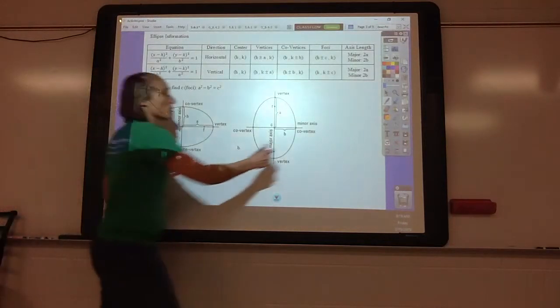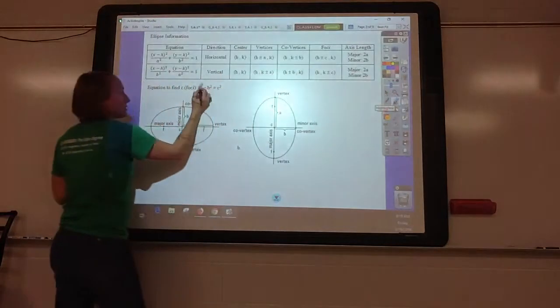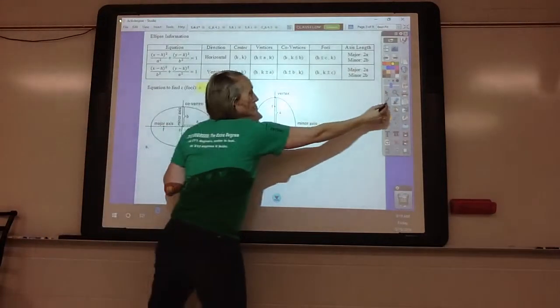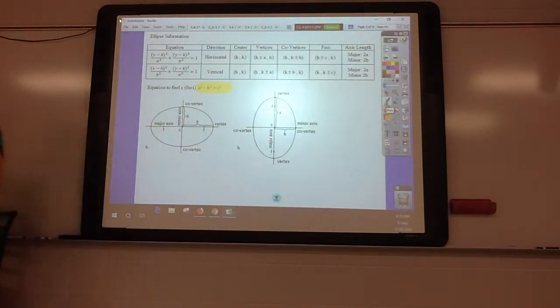The last thing to note here, and if you didn't highlight this section or you want to highlight this little piece here, it's this right here. If I give you the vertices and the co-vertices, you can find the foci, but you need that equation. Okay? It comes from a squared minus b squared equals c squared. We could go into that. I'm not going to get into it too much. Just know that there's an equation there. If I give you the foci and the vertices, you can use that equation to find the co-vertices.